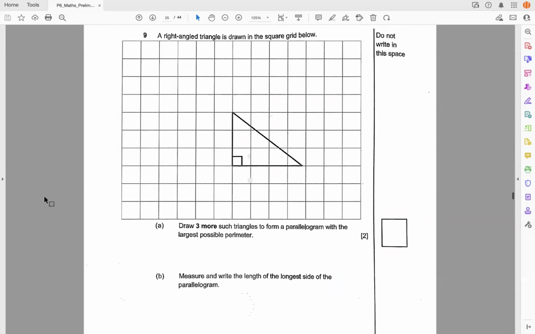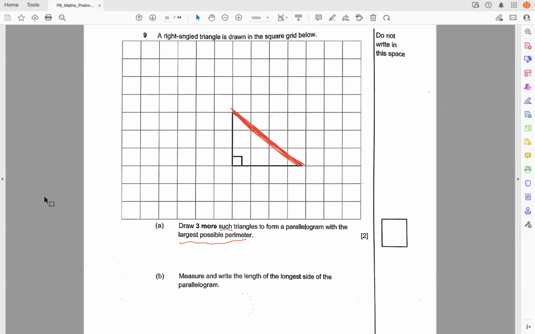Okay, this one a lot of people got wrong. Question 9. Draw 3 more such triangles, meaning the same triangles, to form a parallelogram with the largest possible perimeter. The longest side of a right angle triangle is always this side. We call it the hypotenuse. So we try to draw the parallelogram such that this side of the triangle is exposed. It's part of the perimeter.